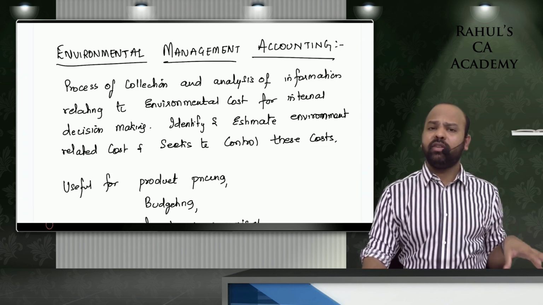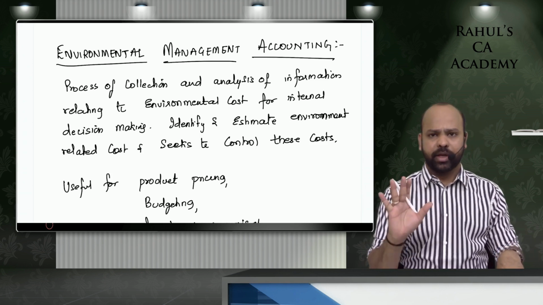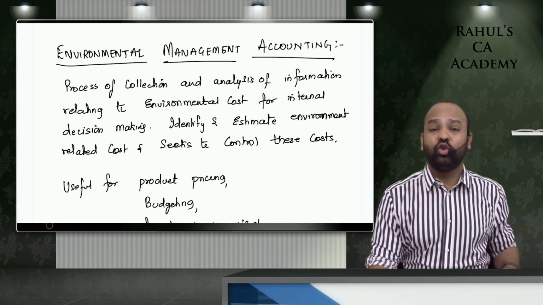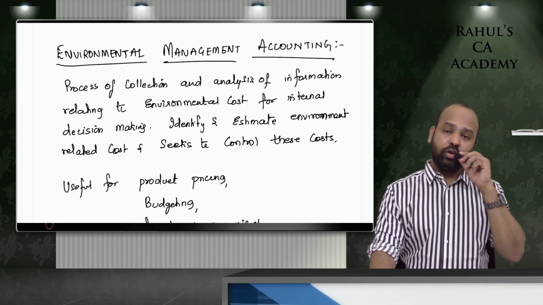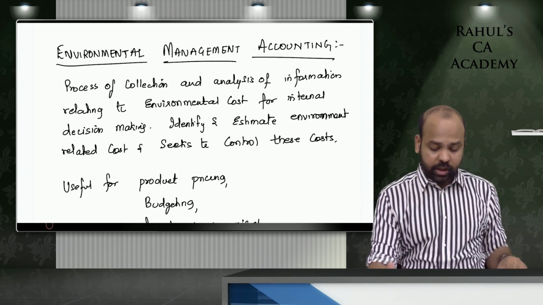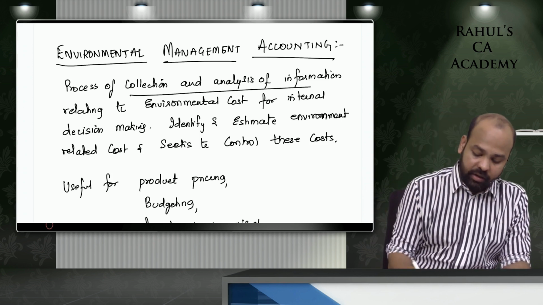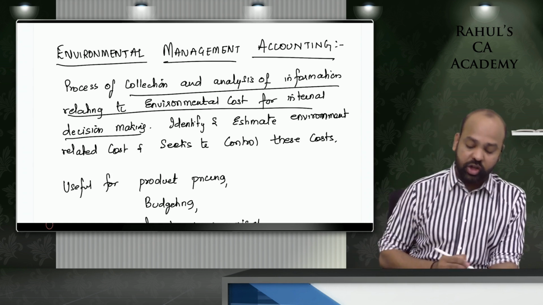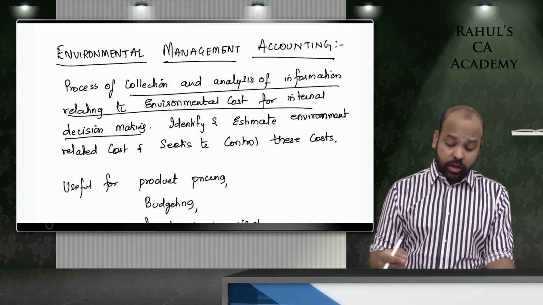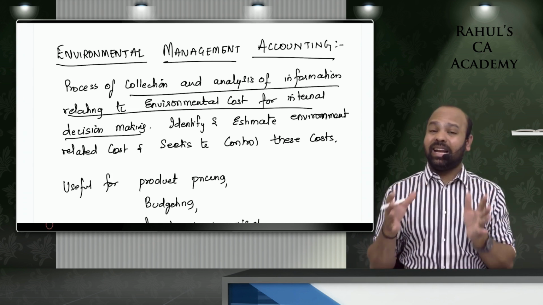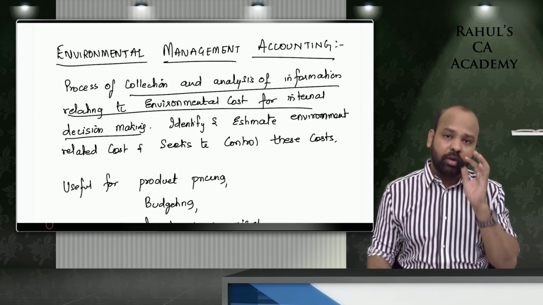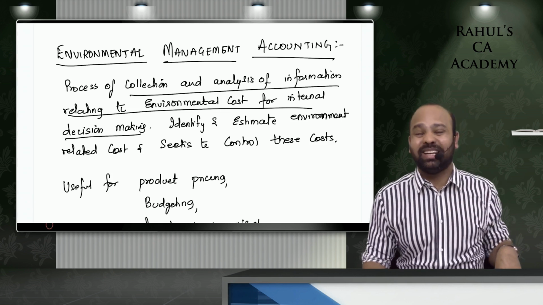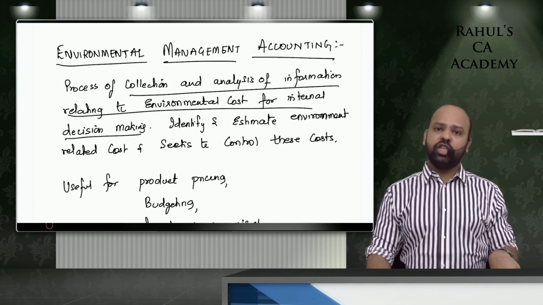Management accounting, guys, is use of accounting information for decision making. Management accounting is using information for decision making. Yes or no? Environmental management accounting, guys, is the process of collection and analysis of information relating to environmental cost for internal decision making. You should be able to collect and analyze information in relation to environmental cost so that you are able to take decisions properly as such, guys.